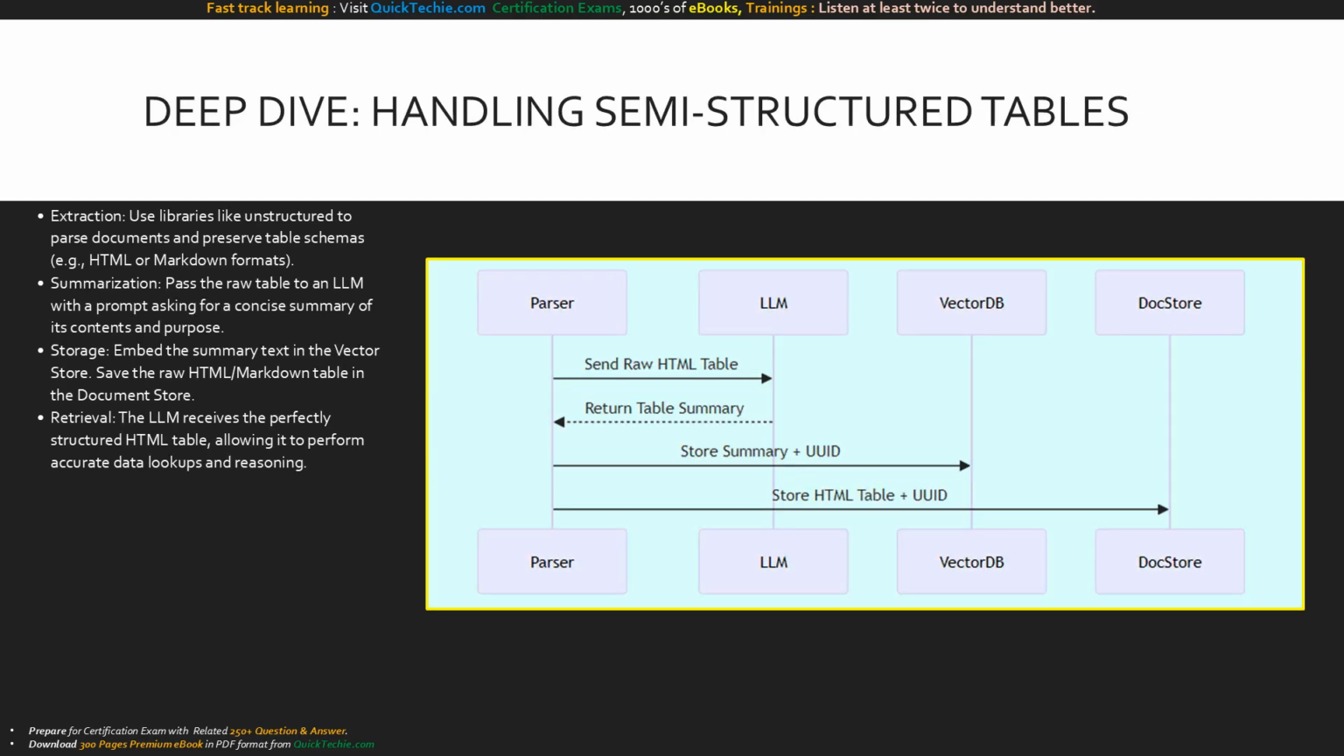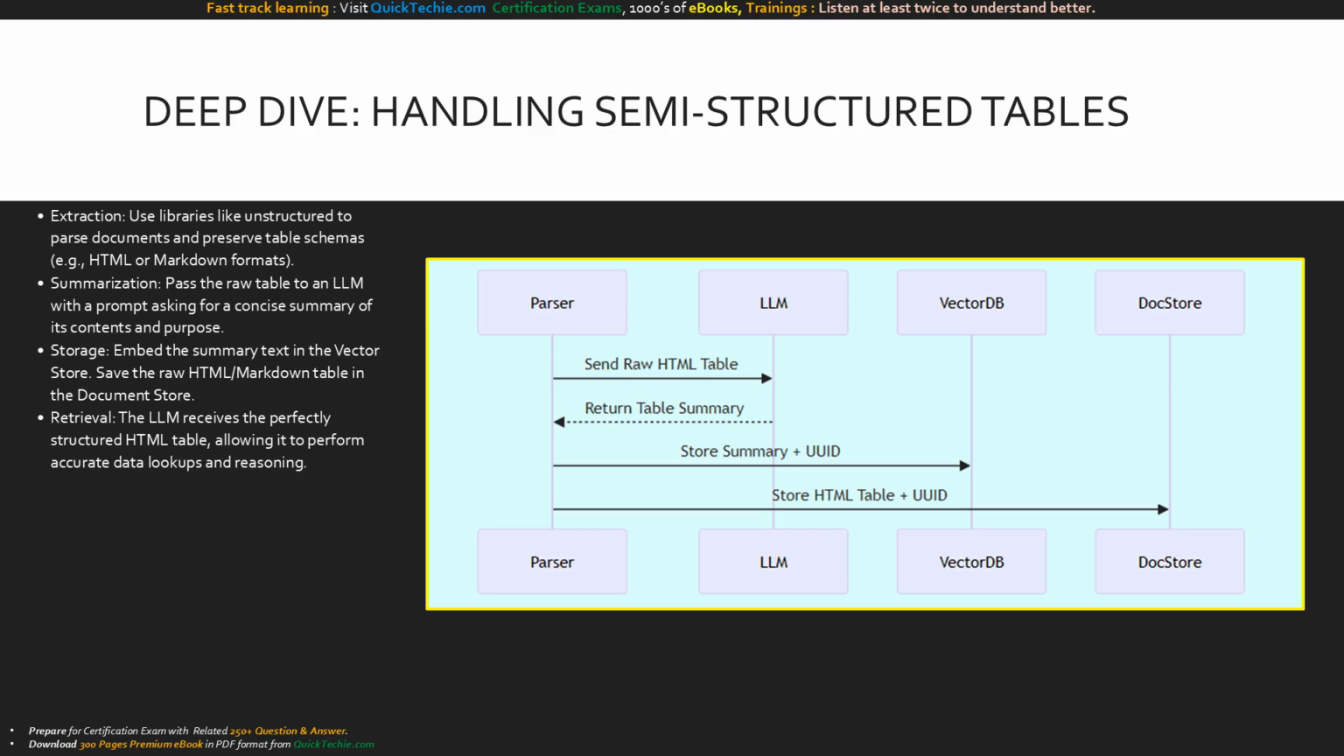The first critical step is extraction. You must use specialized parsing libraries, like unstructured.io, to extract tables while preserving their underlying schema, typically as HTML or Markdown. Once extracted, we perform a map step. We pass the raw table to an LLM and prompt it to generate a summary, such as Q3 2024 revenue breakdown by European region. We embed this short, highly semantic summary into our vector store.